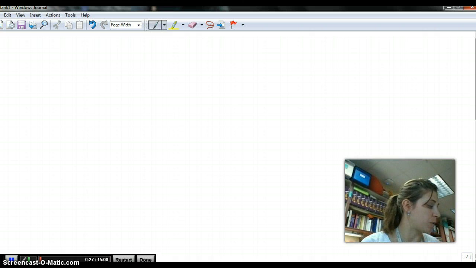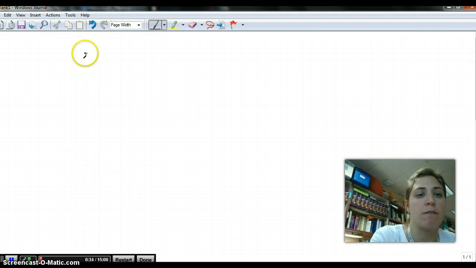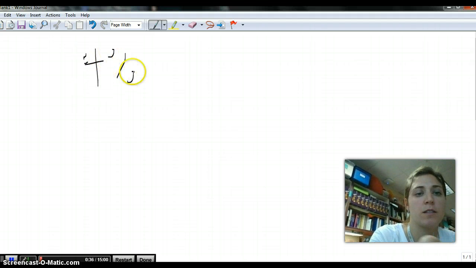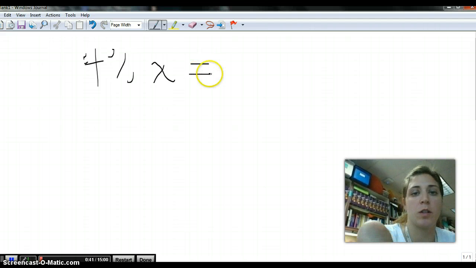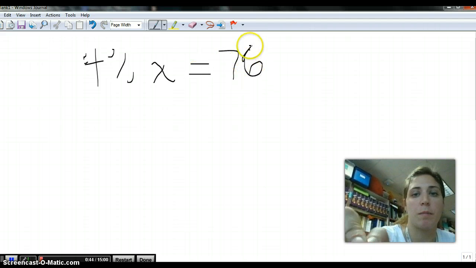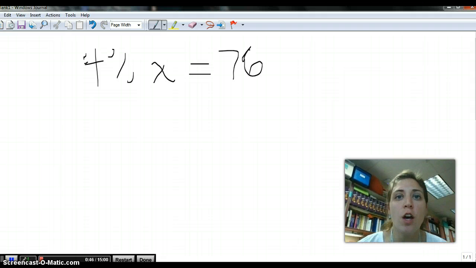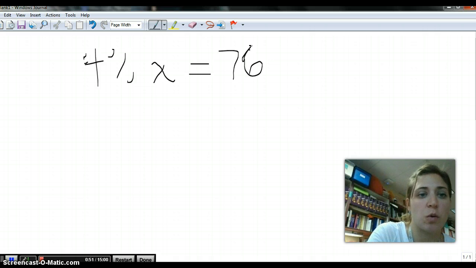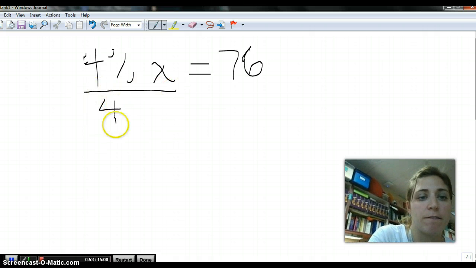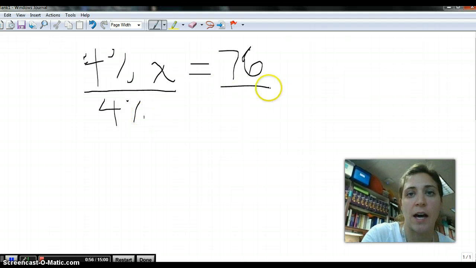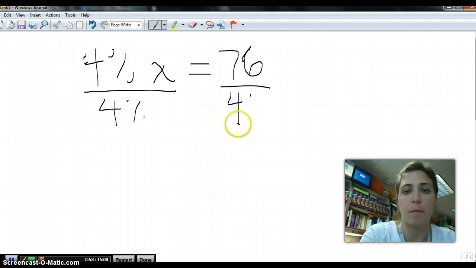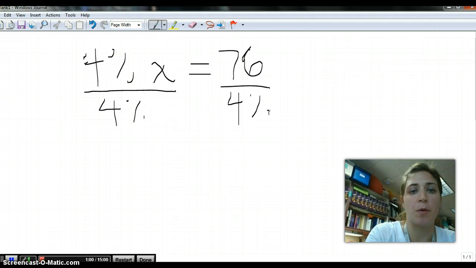So the first one says 4% of what number is 76? So if we're looking for 4% of a number, what we're going to do is take 4% of a number, and that's going to equal 76. My pen is kind of not working here today. So 4% of what number equals 76? And really this is just an algebraic expression. So we're going to divide by 4% on both sides. And we end up with x.